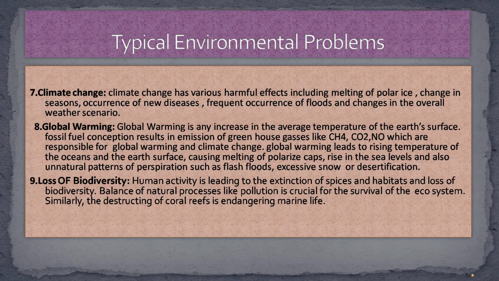Such as flash floods, excessive snow, and desertification. Desertification means that, as a result of deforestation and inappropriate agriculture, the land becomes desert. This is called desertification. Desertification in Telugu is called Edarikaranam. And these are some of the results of global warming: melting of polar ice caps, rise in sea levels, unnatural patterns of precipitation such as flash floods, excessive snow, and also desertification.